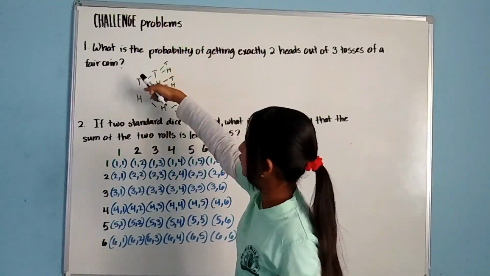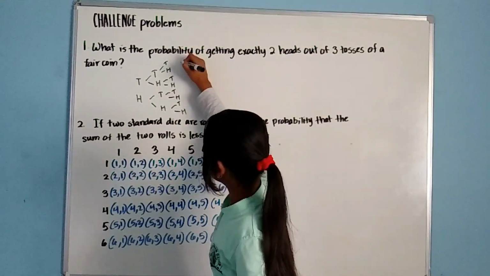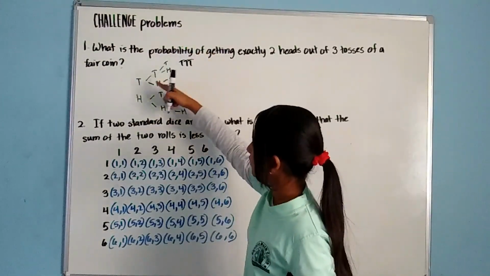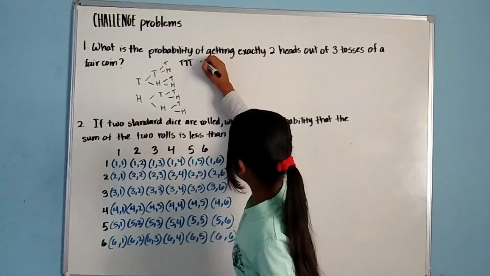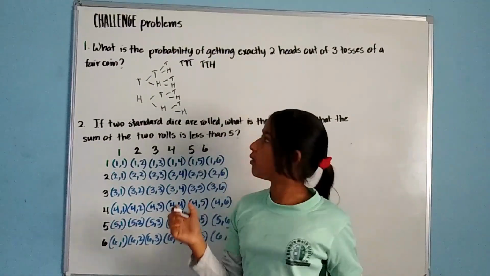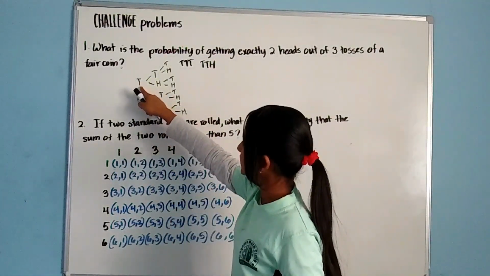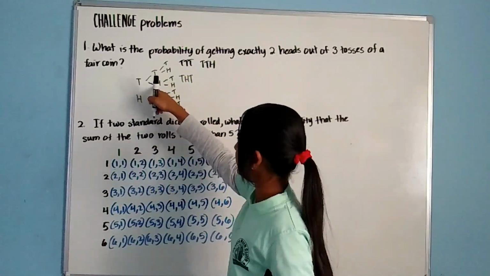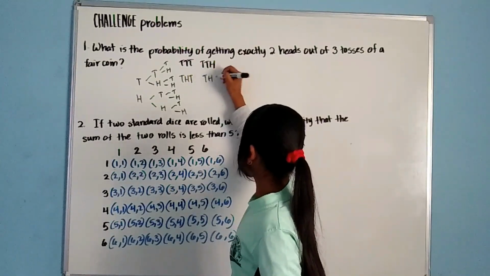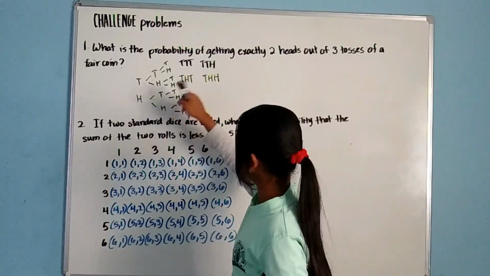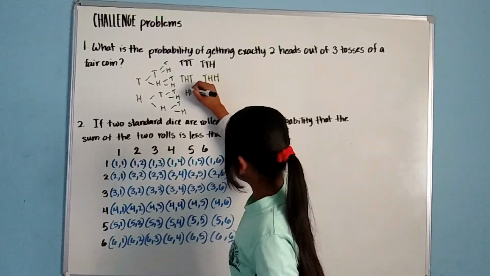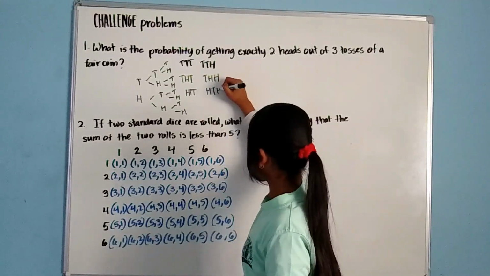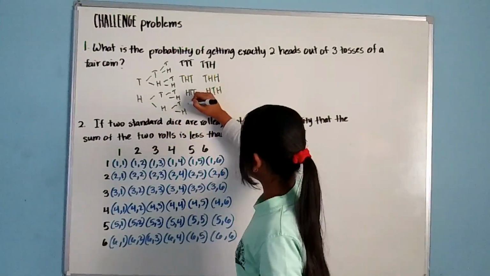Now based on this, we can create our 3 tosses. So for the first one, we have T, T, T. Next one, we have T, T, H. And so on. Then we could do T, H, T. And then T, H, H. H, T, T. And an H, T, H. And finally, an H, H, T.